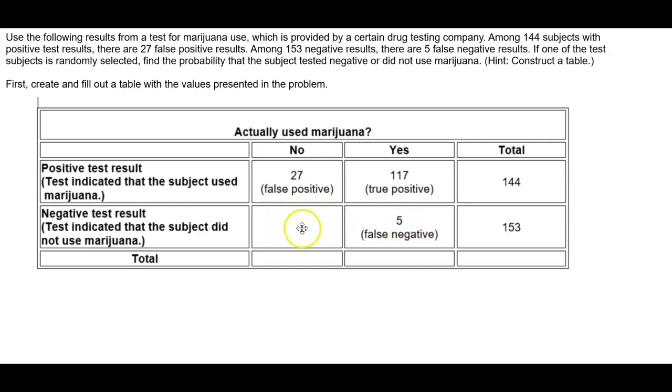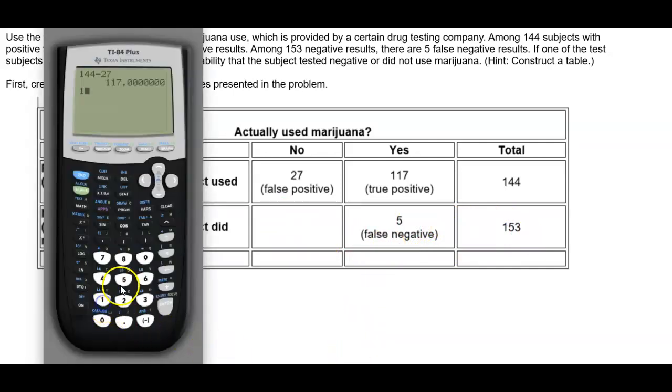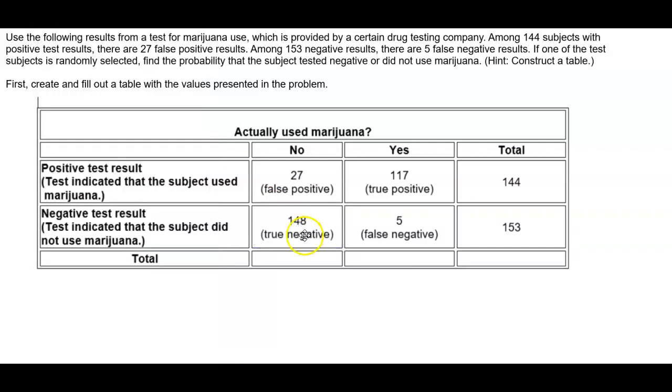Now we want to figure out what this value is. So we're going to take the 153 and subtract the 5. That's going to give us 148. Now 148 is going to be a true negative, meaning did they actually use marijuana? No, and their negative test result indicated the subject did not use marijuana.